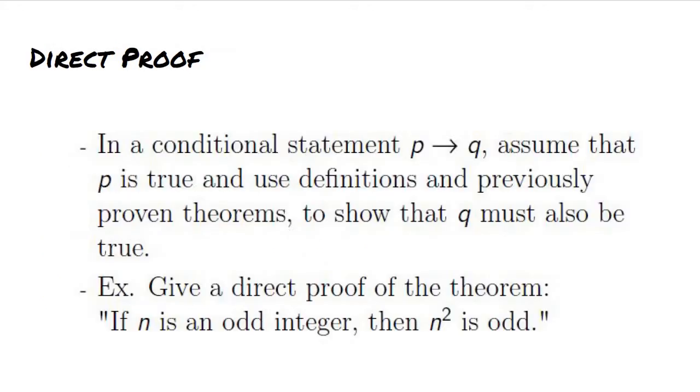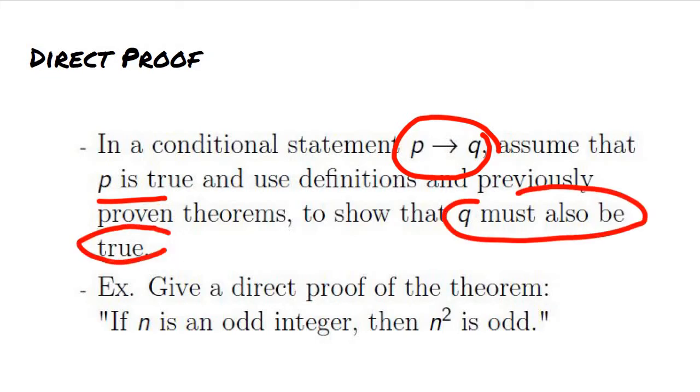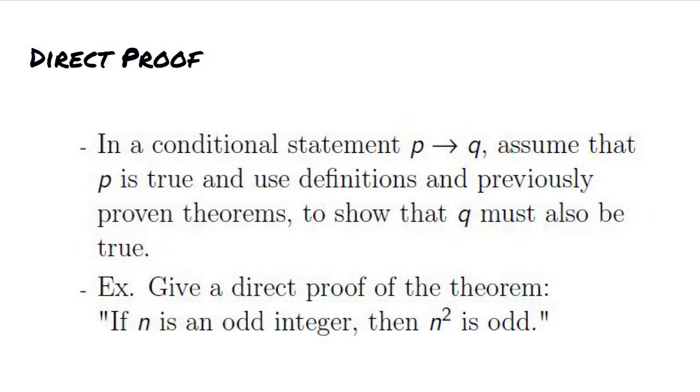What is a direct proof? In direct proof, we are making use of the conditional statement P implying Q. So we will assume that the first statement, the antecedent or the hypothesis, is true. Then we are going to use the definitions and previously proven theorems to show that the conclusion must also be true. So if you are going to summarize, this has two steps.